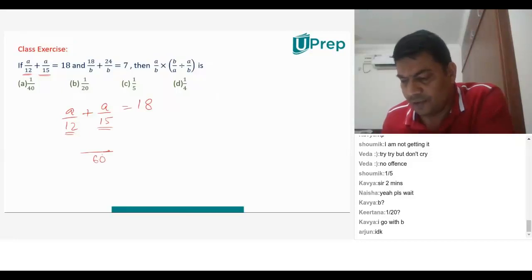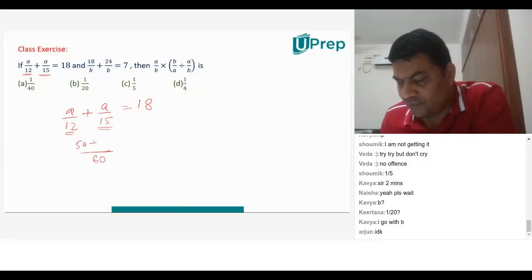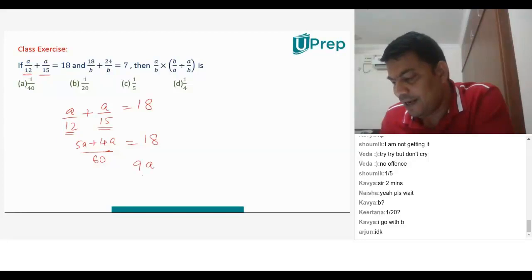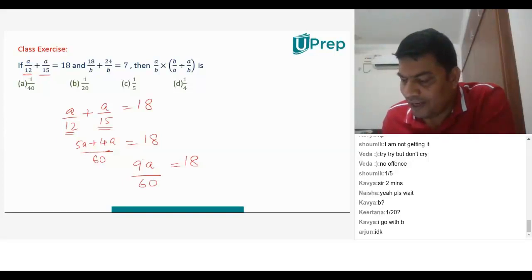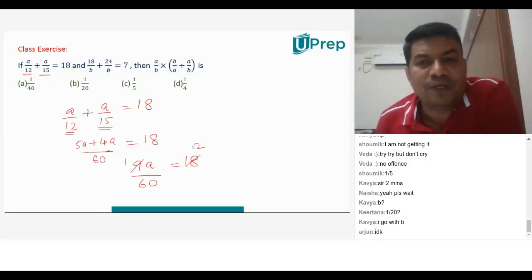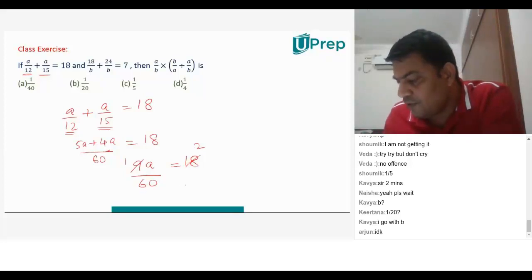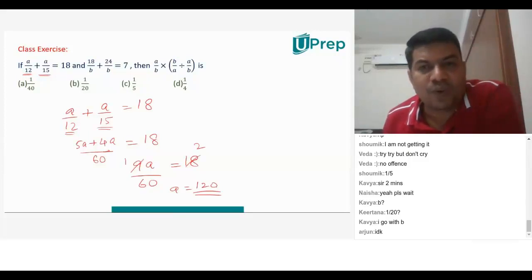So you have 60 here. Simply you do 5 fives, so 5A, plus 15 fours are 60, so 4A, that will be equal to 18. So 5A plus 4A will be 9A. 9A divided by 60 will be equal to 18. So 9 ones are 9 and 9 twos are 18. Therefore A divided by 60 is 2. So your denominator 60 goes there, and A will be 2 into 60, which is 120. So you get the value of A, which is 120.